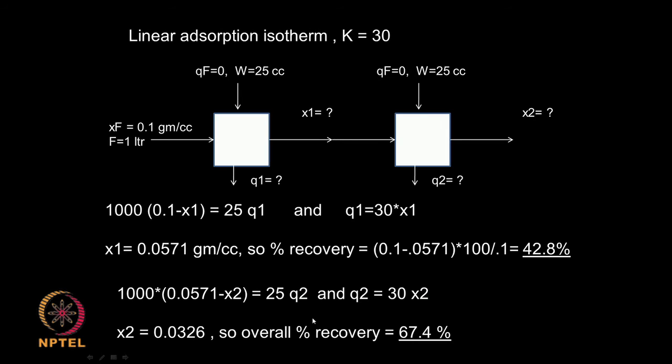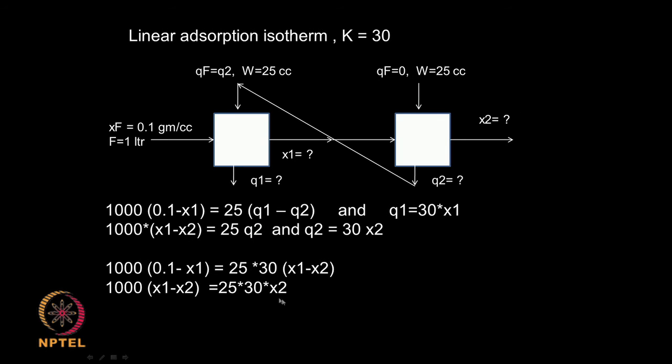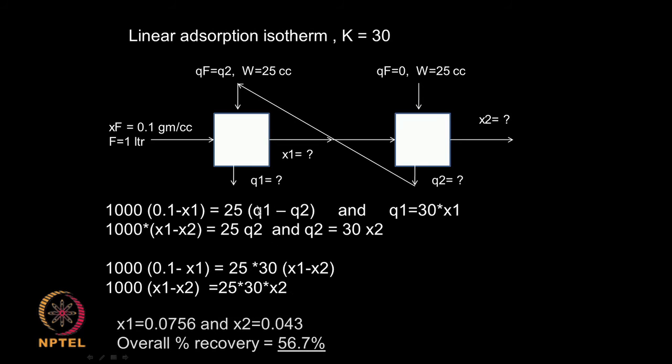So, from 67 it has come down to 56%, but I have used only 25 cc, the same 25 cc only I am using in the first, whereas in the previous one I have used 50 cc of adsorbent. So, you see I have reduced the adsorbent by half and I come down to about 57. Okay. So, if the cost of the adsorbent is very high, I would have saved quite a lot of cost. I would have reduced the expenses by half. So, this is very important.